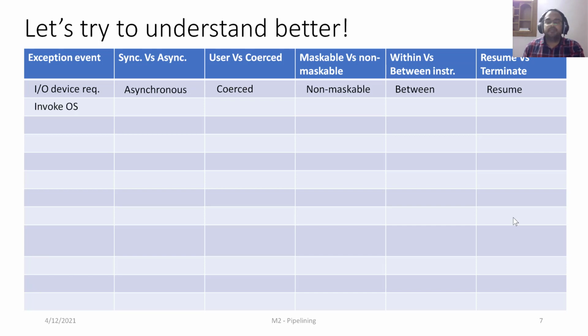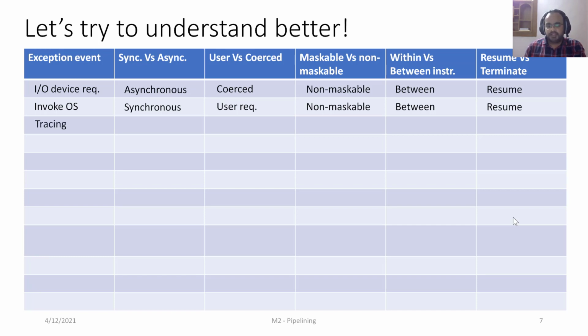If the user program is requesting some facility or some utility from the OS, it would be a synchronous exception. Again, it is requested by the user, it is not maskable, and it is something that comes between the instructions, and after the OS service is utilized, we come back to the user program and complete its execution.